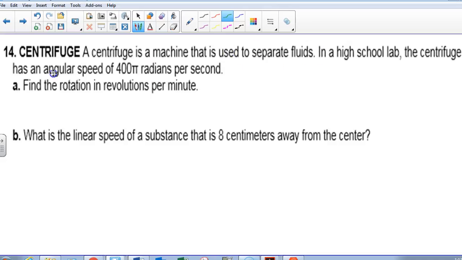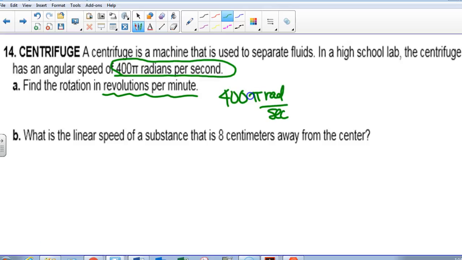Centrifuge in the high school lab, angular speed of, I got all excited. I was like, oh, they gave us radians per second. Yay. And then for some silly reason, they want revolutions per minute. That's because usually they give us the RPMs, right? And they want the angular speed, and they're working backwards. Okay. So how do we change 400 pi radians per second to revolutions per minute? Dimensional analysis, help me out here.